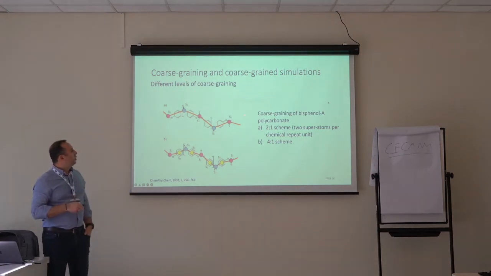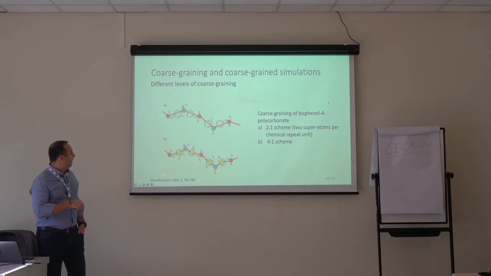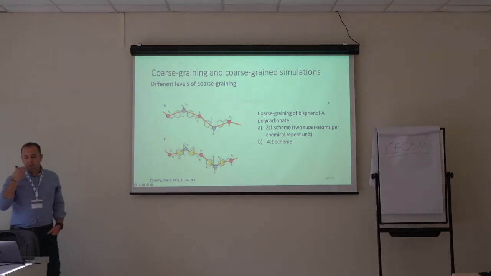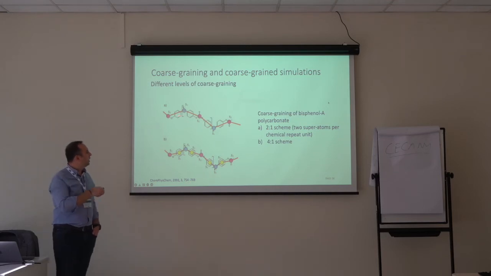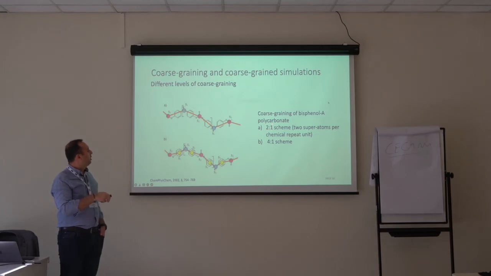Different levels of coarse graining are possible. This is from a famous paper, which is quite nice, so you can have a look at it. It is one of the early reviews of the coarse graining approaches. You can see that they considered different levels of coarse graining for bisphenol A polycarbonate.